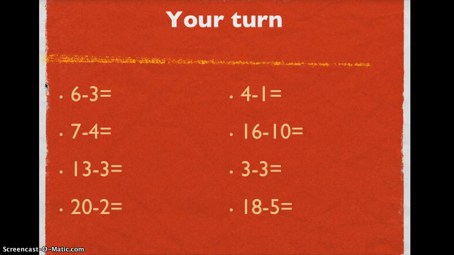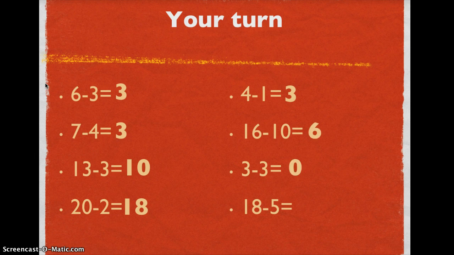Now let's go over the answers for these problems. We will answer these problems out loud as a class, so let's start with the first one. 6 minus 3 is 3. 7 minus 4 is 3. 13 minus 3 is 10. 20 minus 2 is 18. 4 minus 1 is 3. 16 minus 10 is 6. 3 minus 3 is 0. And 18 minus 5 is 13. Good job, everyone.